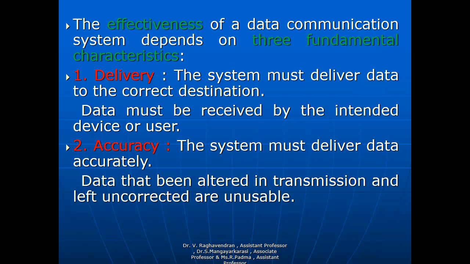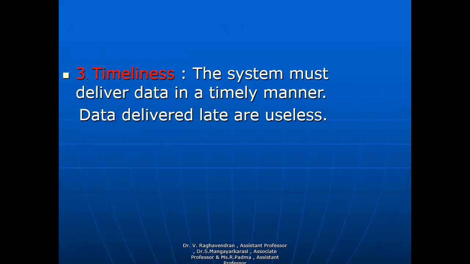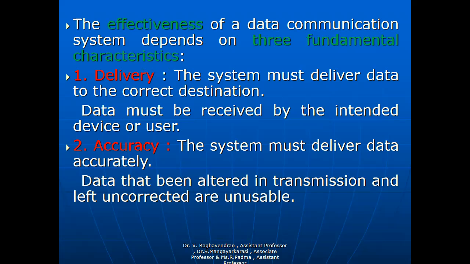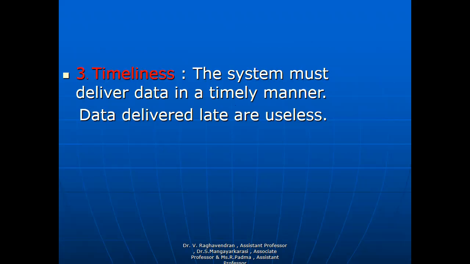The second one is accuracy. The system must deliver data accurately. The exact information sent by the sender should reach the destination. Data that has been altered in transmission and left uncorrected is unusable. The third thing is timeliness. The system must deliver data in a timely manner. If data is delivered late, it is useless. So these three things are used for identifying the effectiveness of data communication: delivery, accuracy, and timeliness.